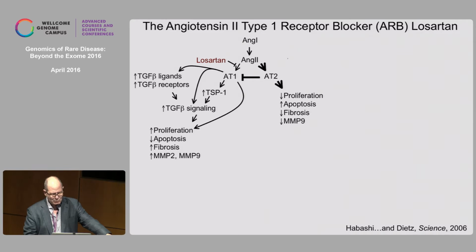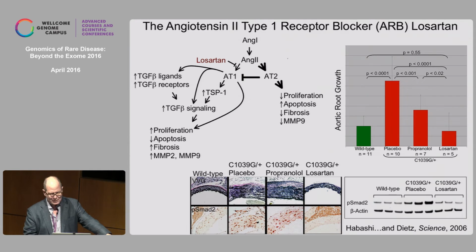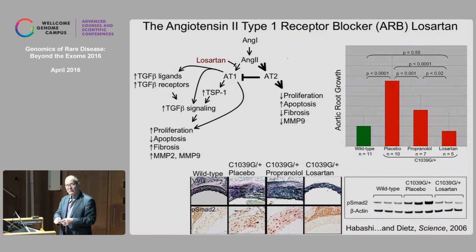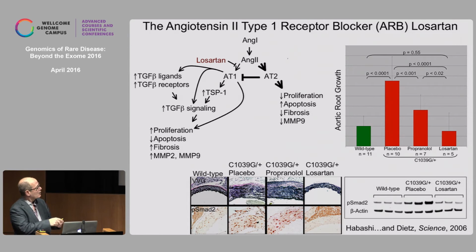So we went on to do a trial of losartan in mice with Marfan syndrome. Here we compared the performance of losartan to that of the adrenergic receptor blocker propranolol that lowers blood pressure but does not address TGFβ. We found that propranolol treatment did lead to a relative but significant reduction in aortic root growth rate, but this did not result in any improvement in aortic wall architecture.